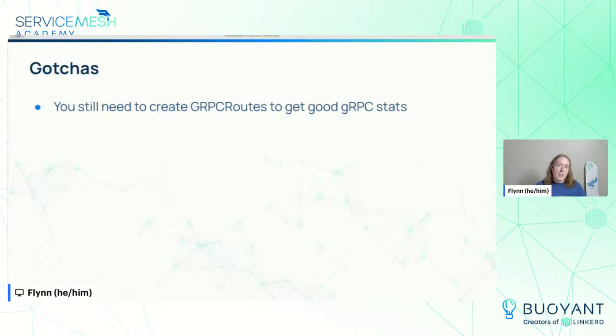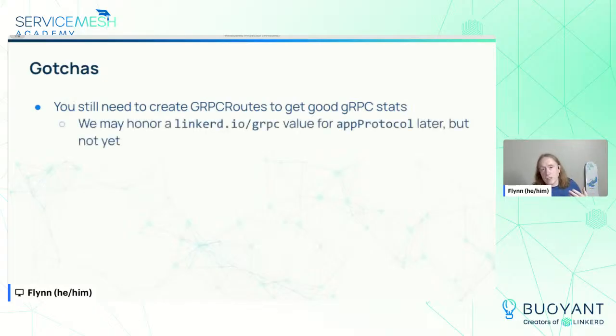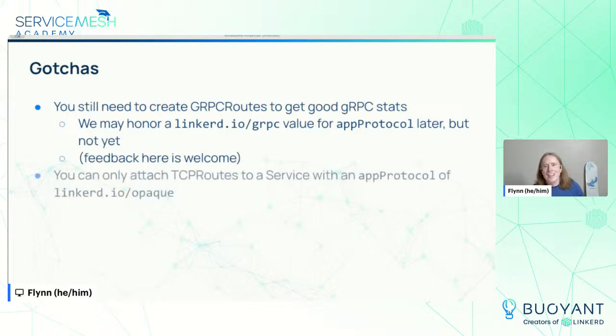You still need to create gRPC routes if you want to get really good gRPC stats. And again, we may end up doing linkerd.io/grpc for app protocol later, but for the moment, you have to do kubernetes.io/h2c, but that means HTTP2. So if you want Linkerd to do gRPC metrics, go ahead and create a gRPC route. And yeah, this is one where we recognize people may have strong opinions about this, so let us know. Love to hear from you.